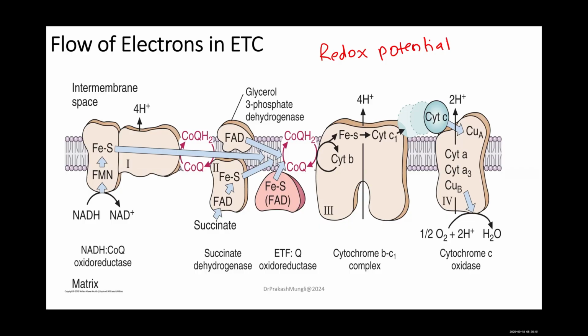What kind of redox potential? So the flow of electrons will go from negative redox potential. I'm writing that down here. Negative redox potential. It starts from here, and that means NADH has got the highest negative redox potential, and it will flow all the way like this to oxygen, and this oxygen has the highest positive redox potential.